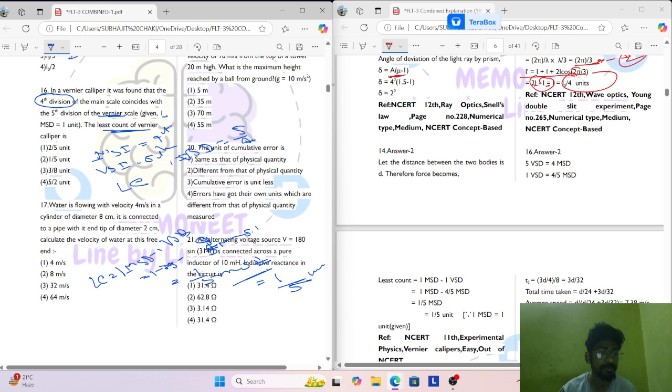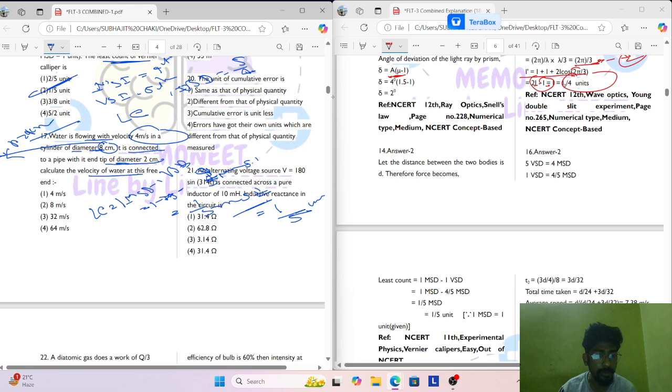Water is flowing with a velocity of 4 meter per second in a cylinder with a diameter of 8. That means radius will be equal to 4 centimeter. Connected to a pipe with the end of diameter 2 centimeter. Calculate the velocity. Just apply the continuity equation, simple. A1 V1 equals A2 V2. A1 means pi will cancel out.